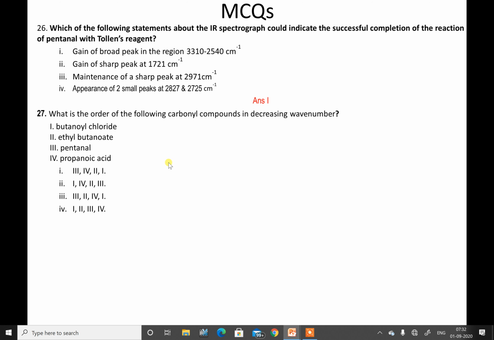And therefore the answer is 2. That is, pentanal, being the aldehyde, is going to be the lowest, and butanoyl chloride will be the highest, propionic acid will come second, and the ester will come third.